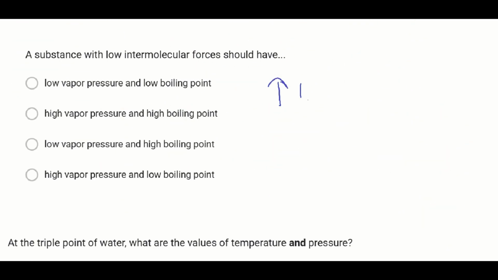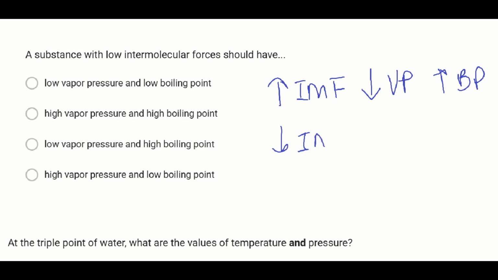So substances with high intermolecular forces, as we said multiple times already, are going to have a low vapor pressure because they're not going to want to vaporize, since they're strongly attracted to each other. And therefore, it's going to require greater temperatures to bring that to a boil in order for the vapor pressure to match the atmospheric or the external pressure. So it's going to have a high boiling point. Or you can say substances with low intermolecular forces are going to vaporize easier because they're not attracted to each other. So they're going to have a high vapor pressure, and therefore they're not going to require high temperatures to boil. They'll have a low boiling point.